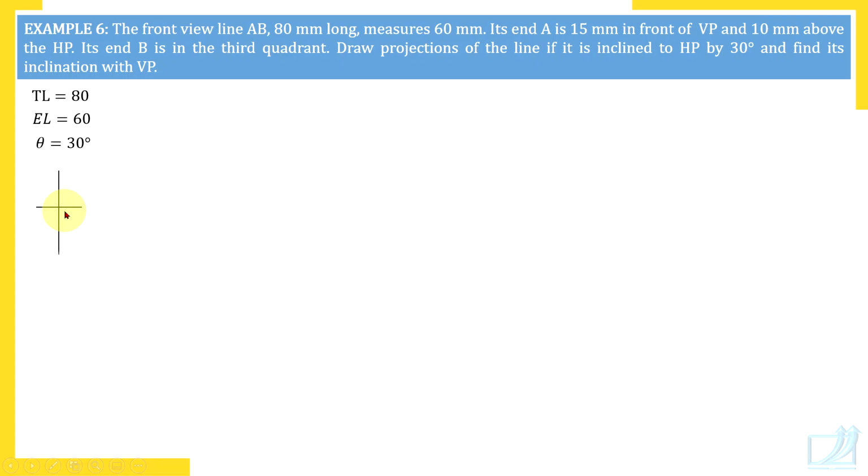This is the XY line, the projector of the reference point, 10 above HP. Front view gives distance from HP, so it is A dash, and 15 in front of VP. Top view gives distance from VP. So this is the top view of point A. And what about the other end?